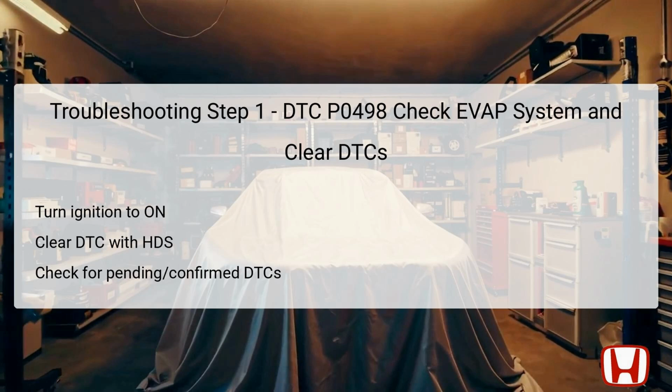Using the Honda Diagnostics System, or HDS, the technician clears any existing DTCs to establish a baseline for new fault detection. After clearing, the system is checked for any pending or confirmed codes related to the EVAP system, particularly P0498. If the fault appears again during subsequent tests, it verifies that the problem persists and requires further investigation. If no DTCs are present, the system might be okay, or the fault could be intermittent or related to wiring or connection issues that don't trigger codes until next active testing.